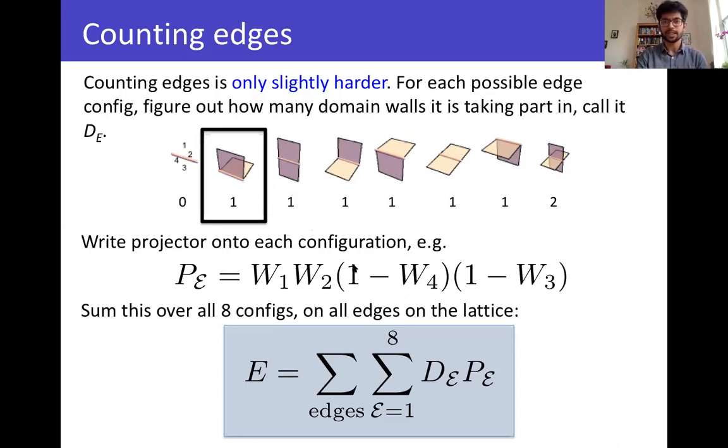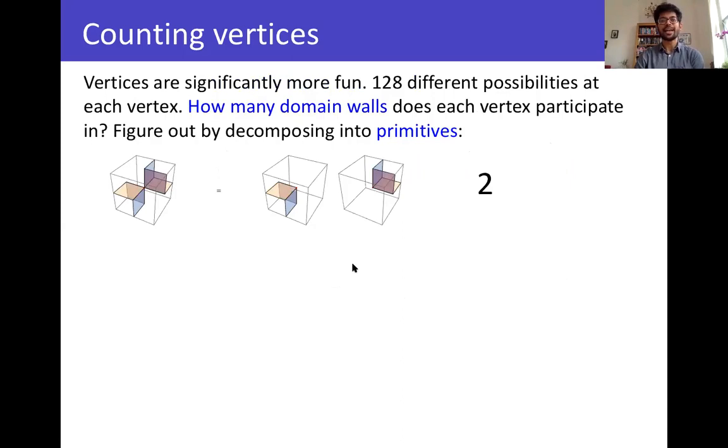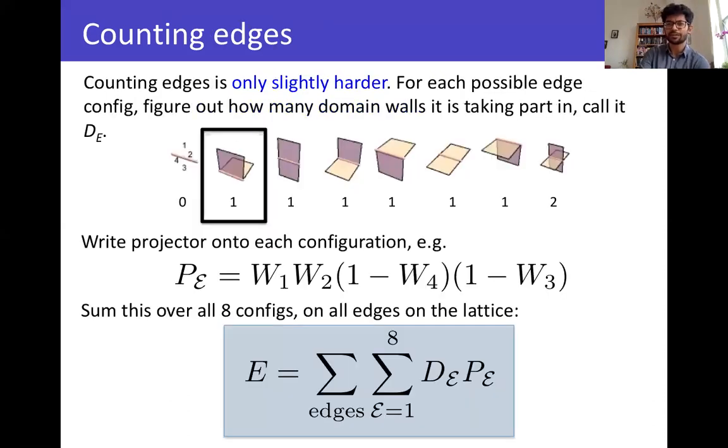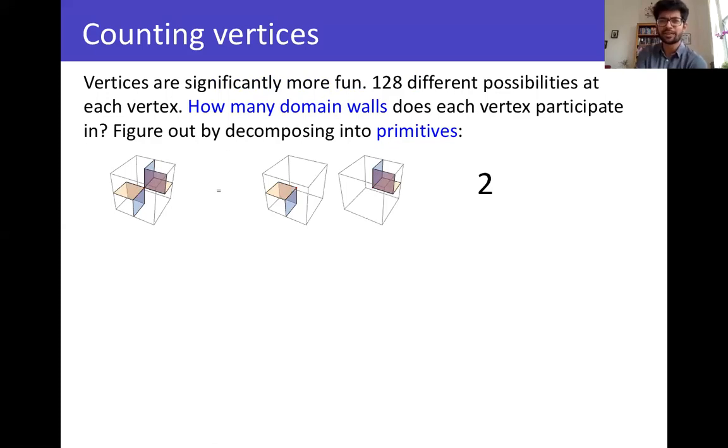Okay, good. Now vertices, I need to count the number of vertices as well. This is actually significantly more fun. So previously I had 8 different configurations. Now it turns out I have 128 different configurations. And the game is the following. I want to ask how many domain walls does each vertex participate in?